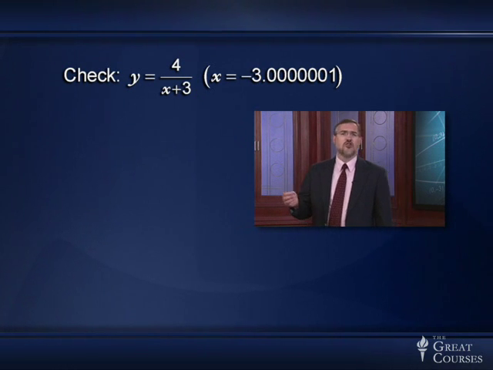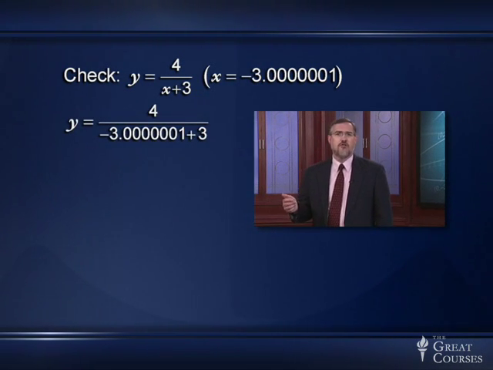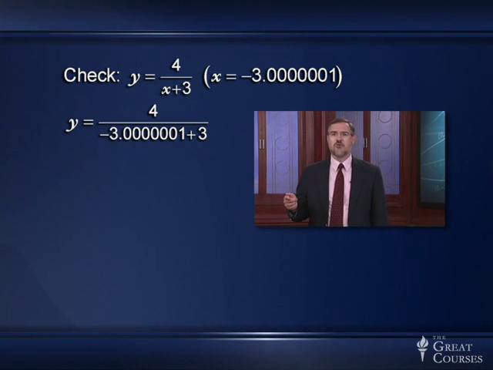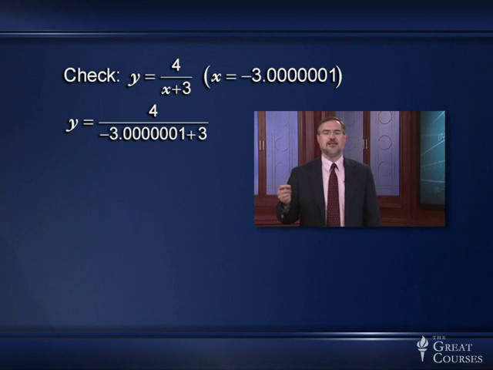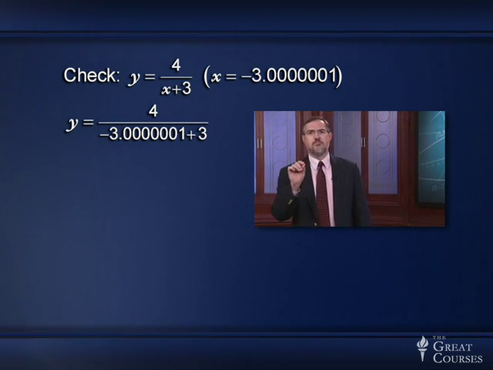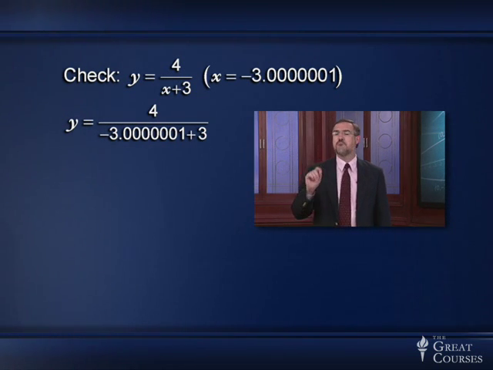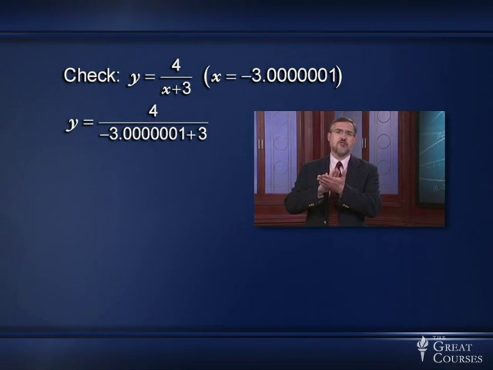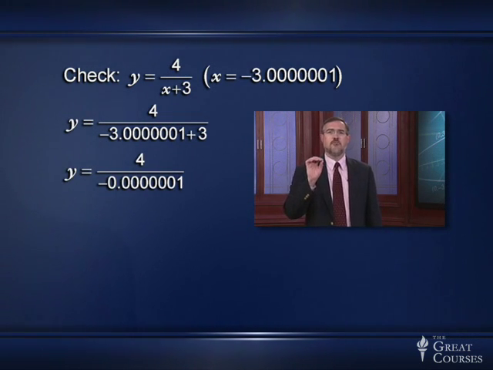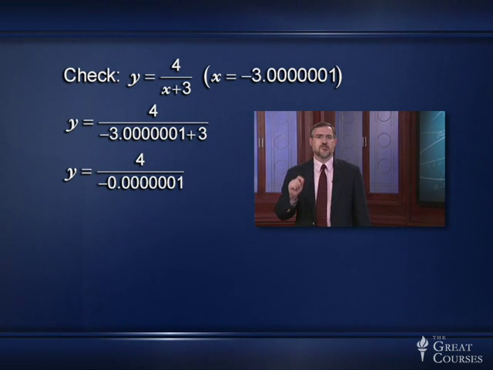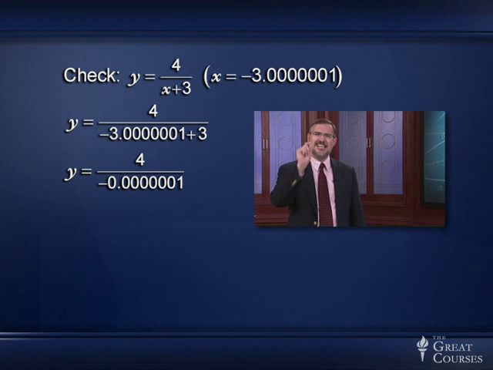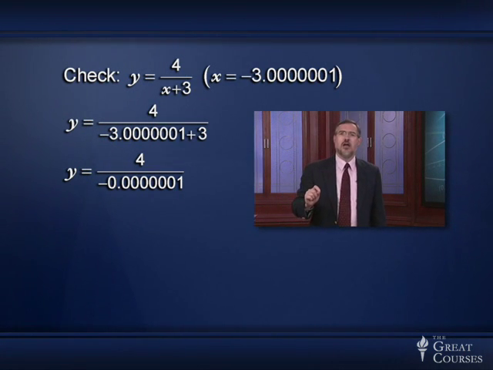Well, when you plug that into the function, you're going to have y equals 4 divided by negative 3.0000001 plus 3. And now look at that denominator for just a second. Those two pieces, the negative 3.0000001 plus the 3, the 3's will go away, and all you'll be left with is, in the denominator, negative 0.0000001. Now when you divide 4 by that really tiny denominator, what do you get?